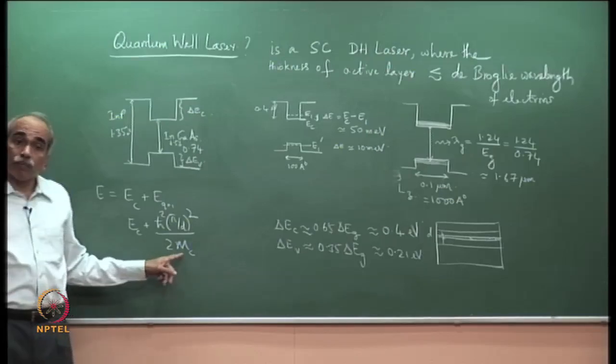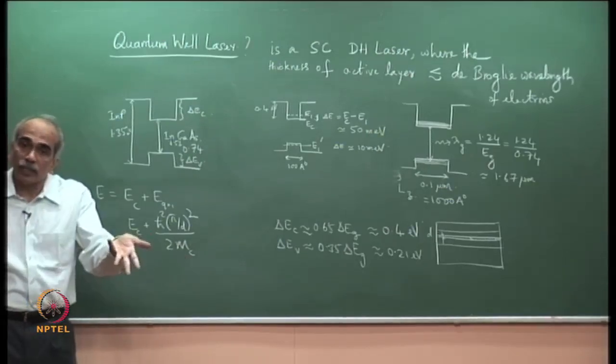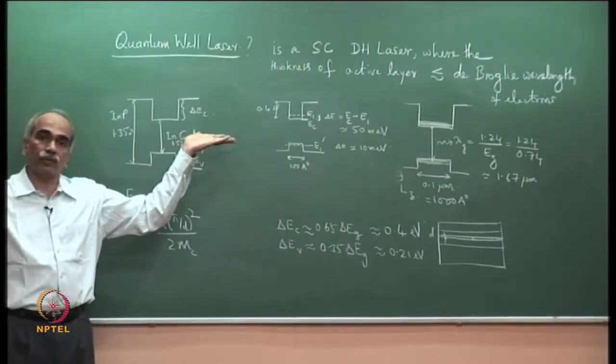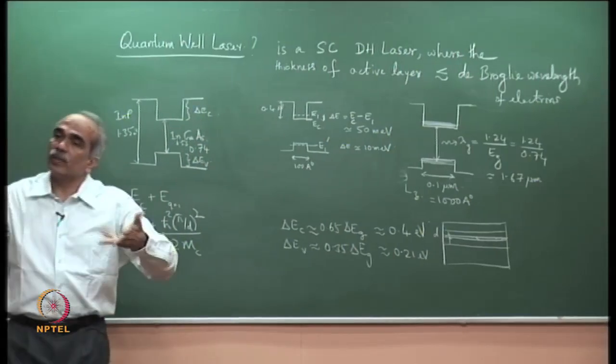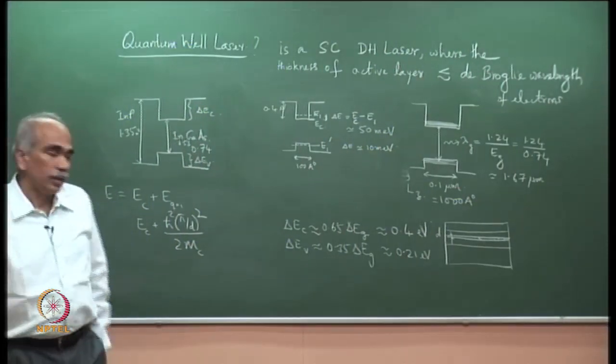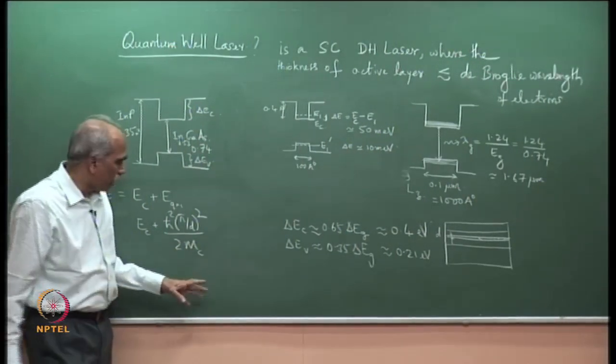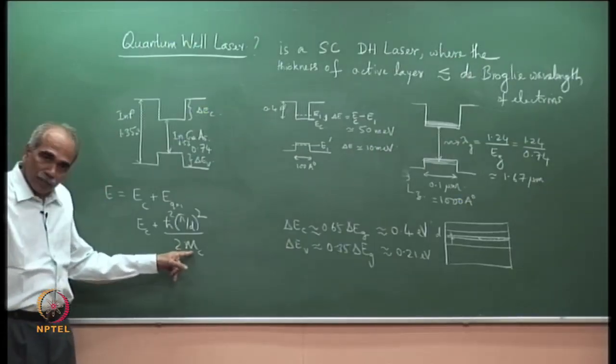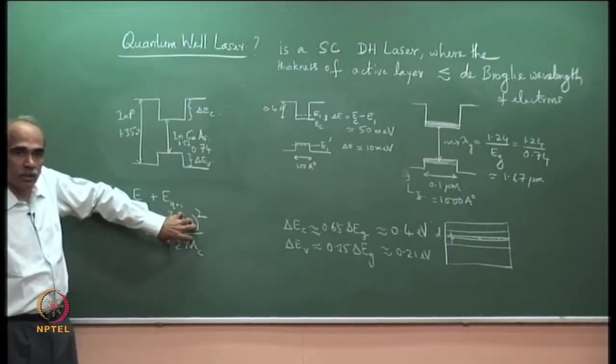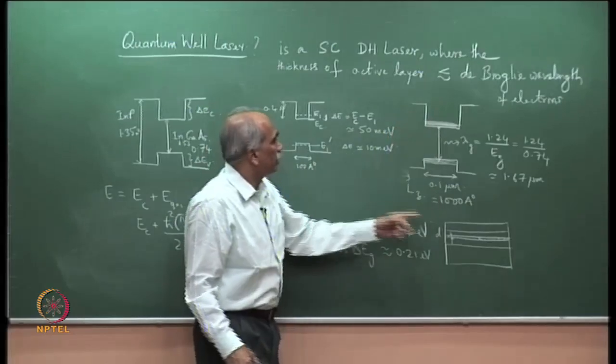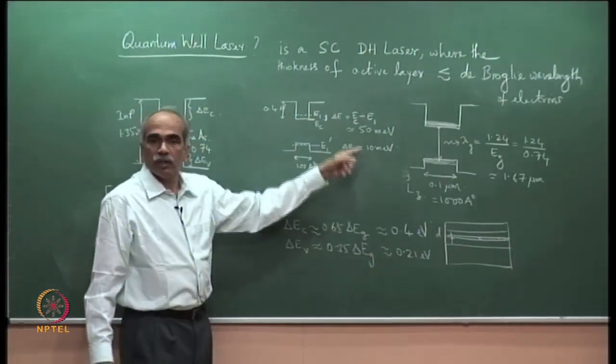And m_v, the mass of holes, is usually much higher compared to the mass of electrons. Electrons have a much lighter, lower effective mass compared to this. So, the number is small means this number is large. That is why normally you will see that the energies here are different.